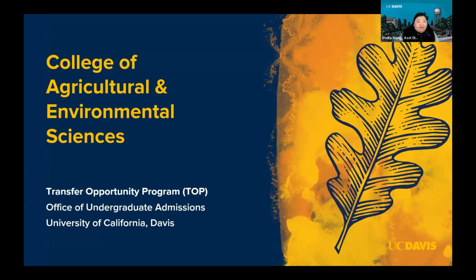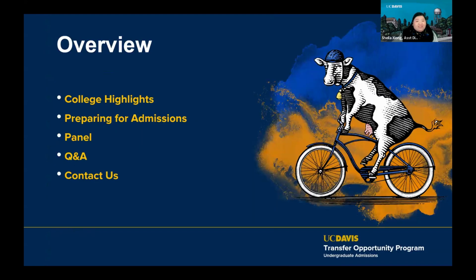Without further ado, I'm going to go over the overview and then pass the mic over to my colleague Vanessa to present the college highlights. Tonight's webinar will highlight the College of Agricultural and Environmental Sciences, and then we'll go over admission information to help you figure out what requirements are needed and if your major is selective or not. We'll also have a panel with our students and Vanessa, and then we will have time for our Q&A.